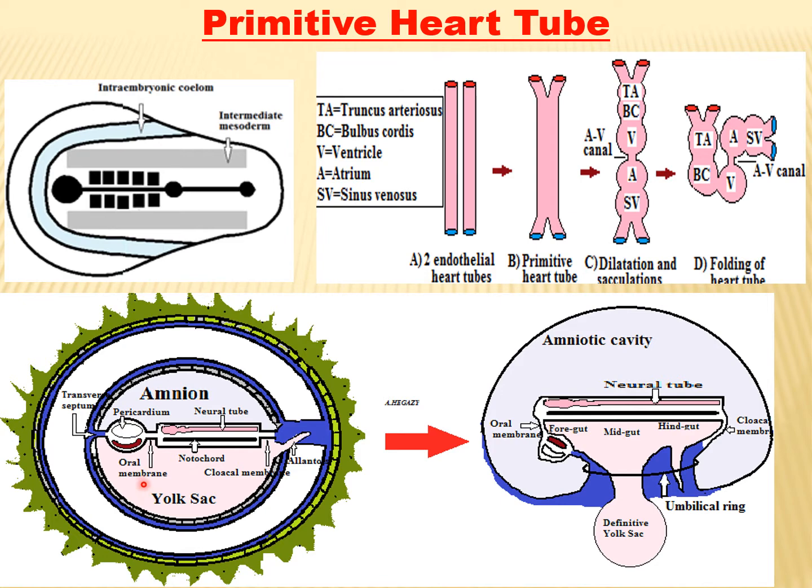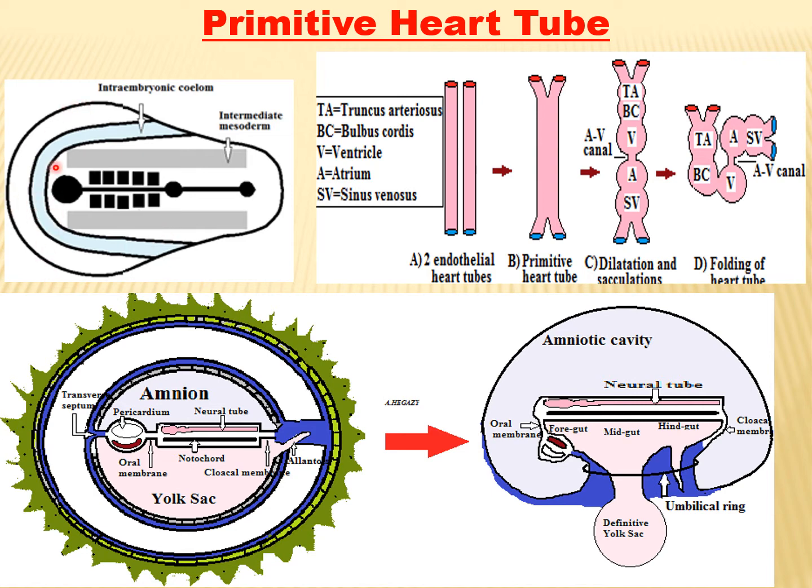gut or yolk sac, differentiate. This is the yolk sac, which later on forms the gut. This is the intraembryonic coelom. This is the upper view or superior view of the embryonic disc. This is the U-shaped intraembryonic coelom.